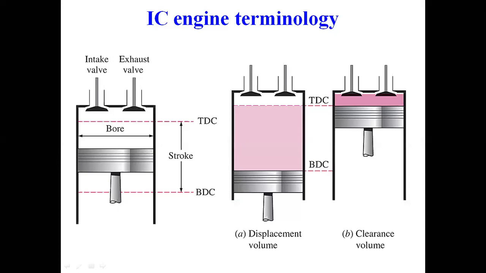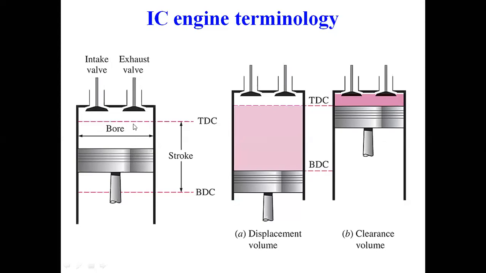So these are the terminologies of the IC engine. The first one is the bore. What is bore? The inside diameter of the cylinder is called the bore. You can see over here a piston cylinder arrangement is shown. The inside diameter of the cylinder is called the bore.